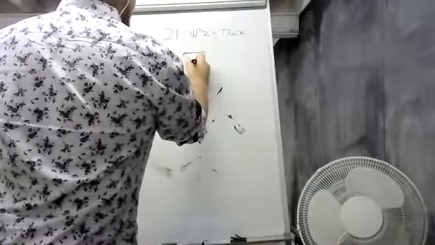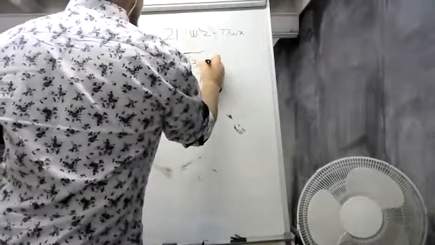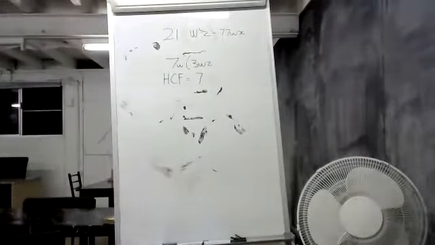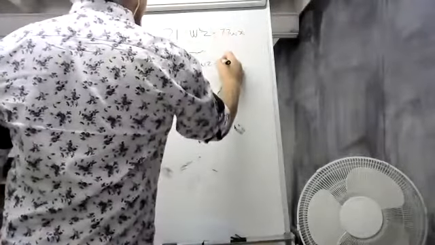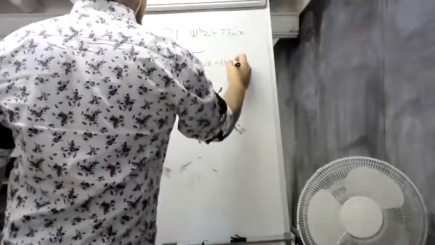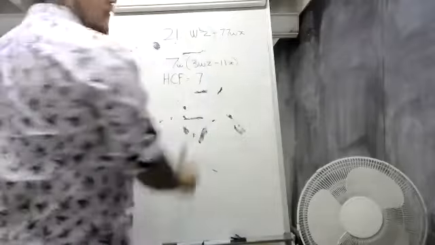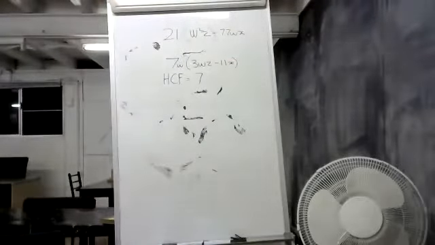7 into 21 is 3. WZ. 7 into 77 is 11. So the answer that you got? Yep. All right, sweet. Everybody make sure everybody's on the same page.